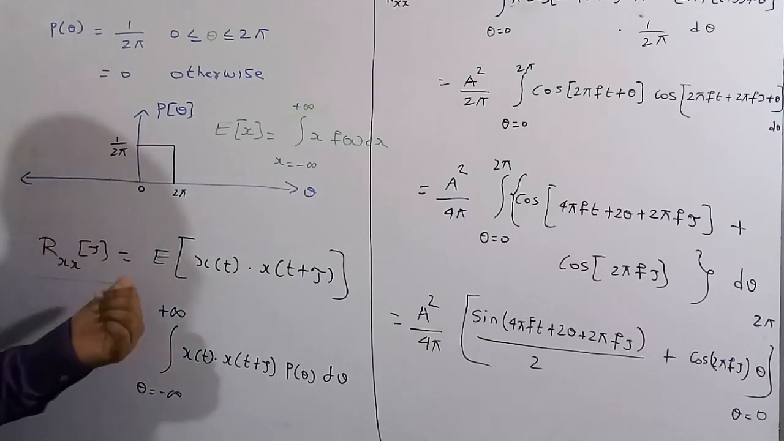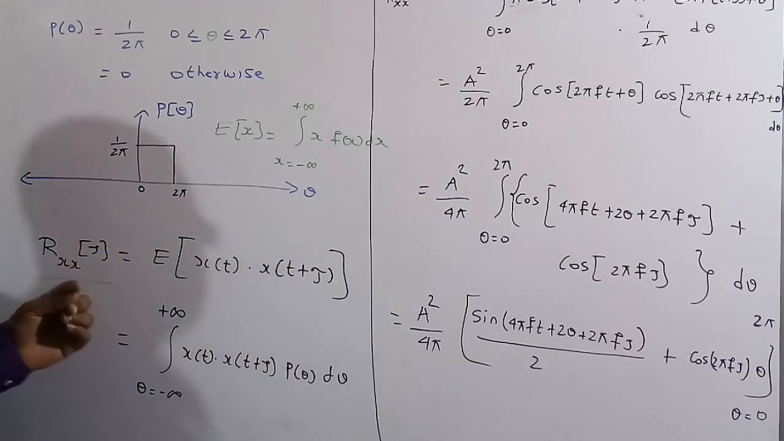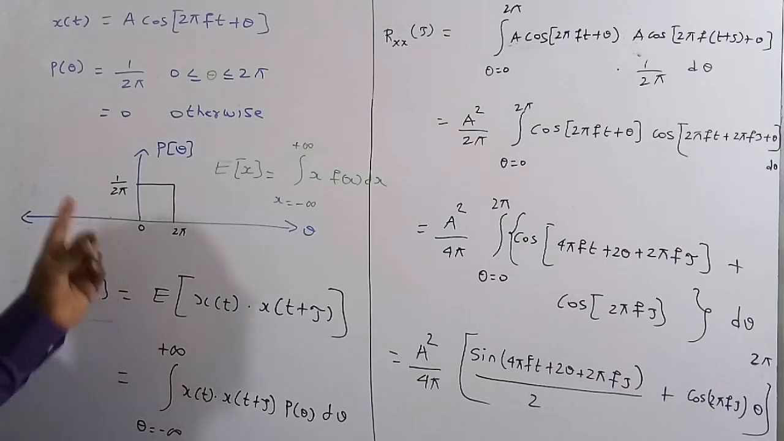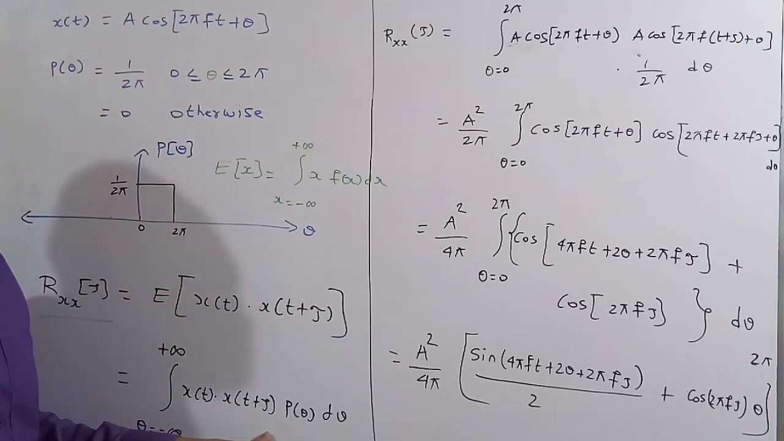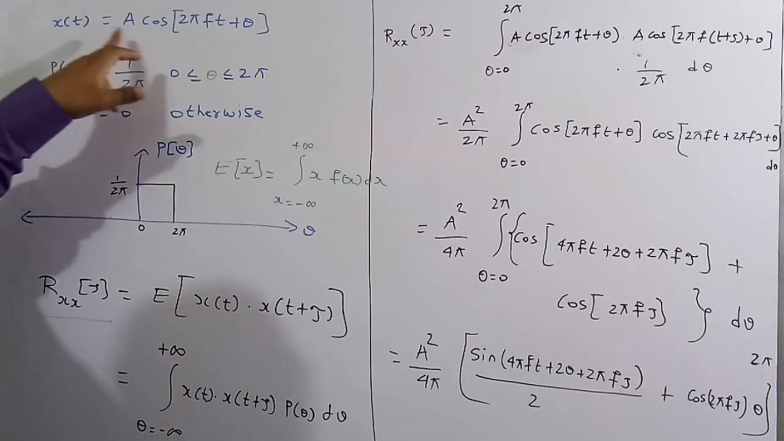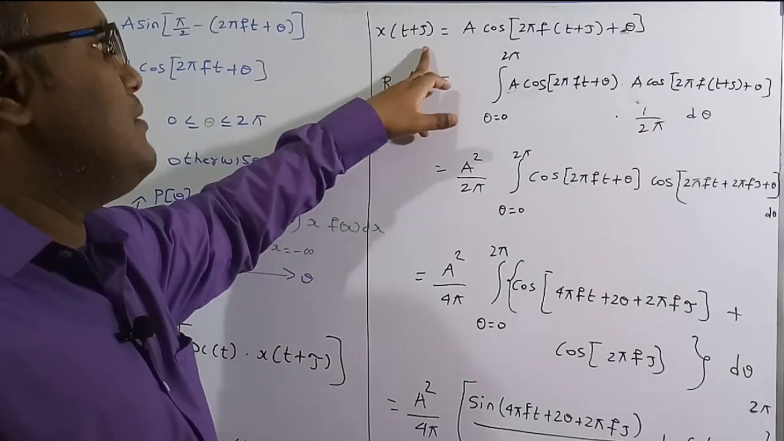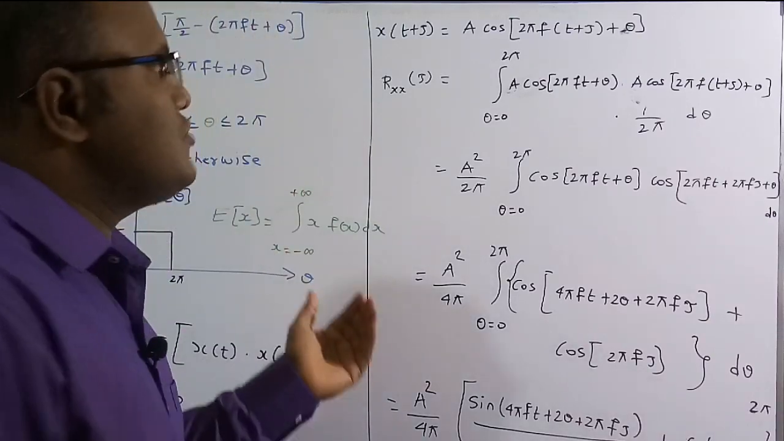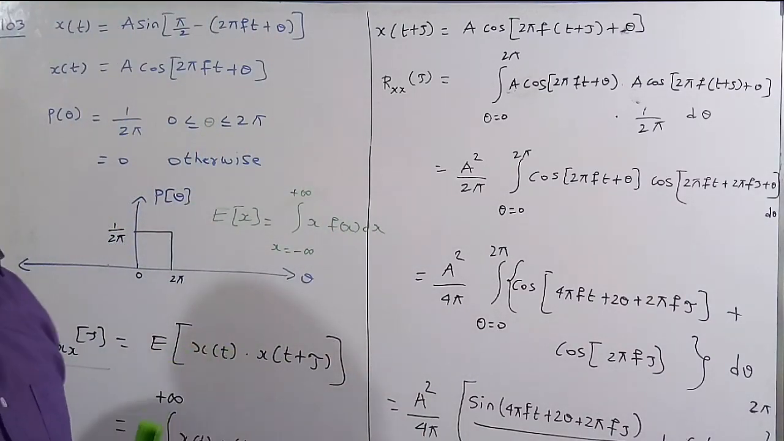Then we are going to get the autocorrelation function, and then we have to find the maximum value of the autocorrelation function. We know the value of x of t. x of t is a cos of 2 pi f t plus theta. Now we have to find x of t plus tau. In place of t we replace t by t plus tau. So x of t plus tau is nothing but what we get here. Now we know the value of x of t, we know the value of x of t plus tau, and we also know the value of p of theta.